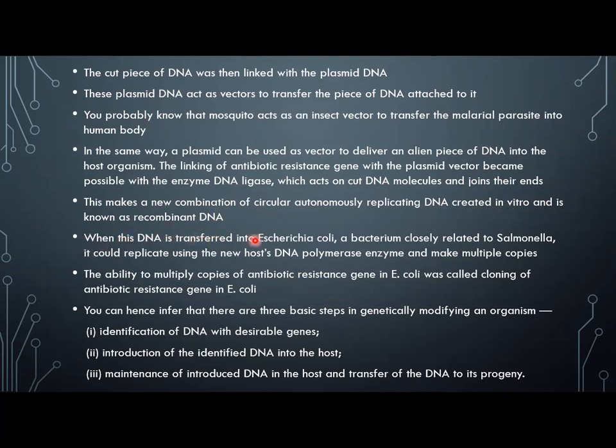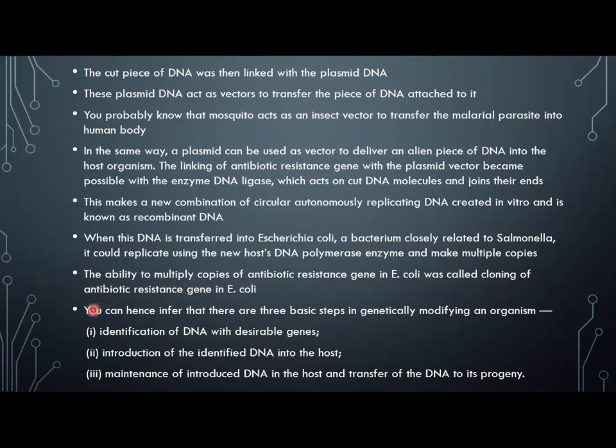When this DNA is transferred into Escherichia coli, a bacterium closely related to Salmonella, it could replicate using the new host's DNA polymerase enzyme and make multiple copies. The ability to multiply copies of the antibiotic resistance gene in E. coli was called cloning of the antibiotic resistance gene in E. coli.